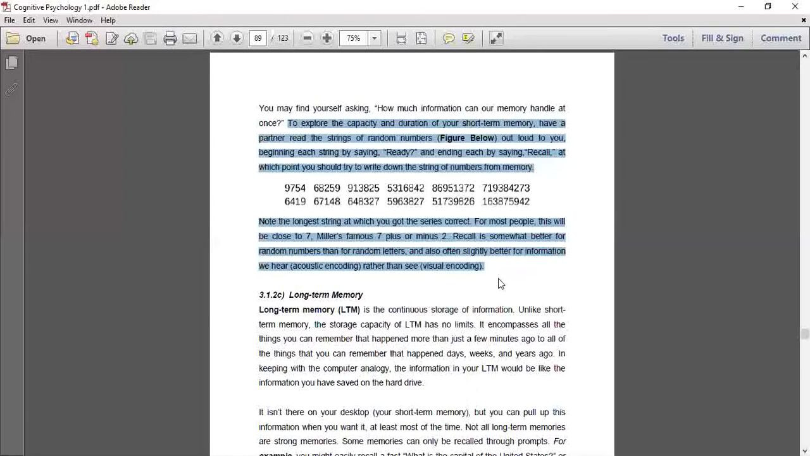Yes, read and recall. So this will be just guiding you. When they say recall, then you start to write. Then they say note the longest string at which you got the series correct. For most people, this will be close to 7 plus or minus 2 numbers. Try it. For a very good example, you may use an MTN recharge voucher or an electricity voucher of yours, which have a series of numbers, and try to recall them aloud.